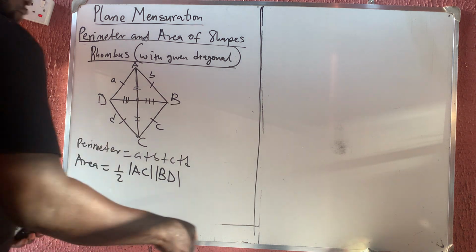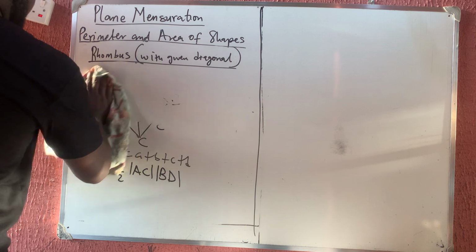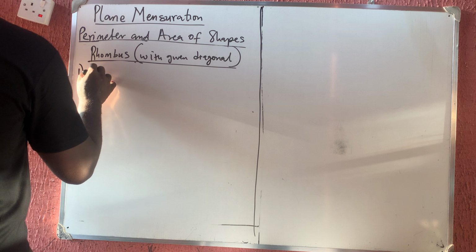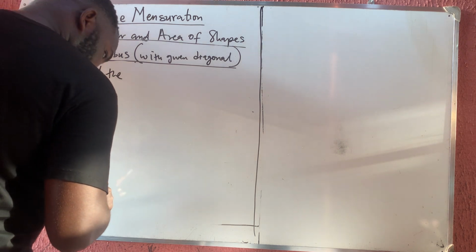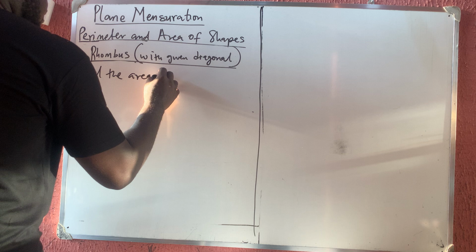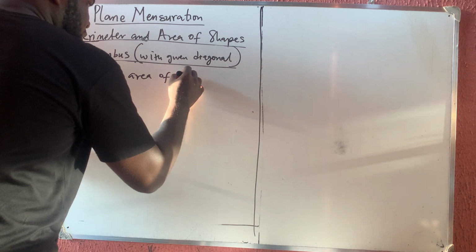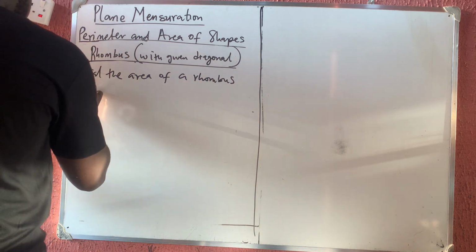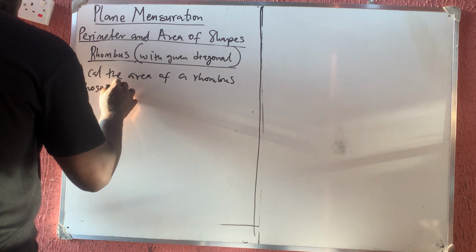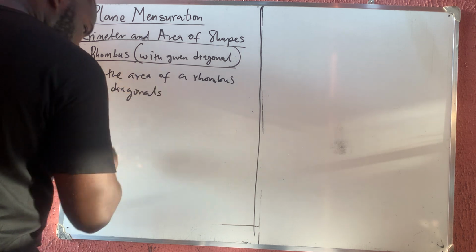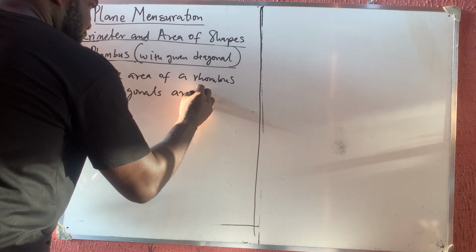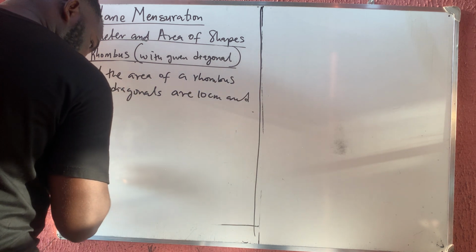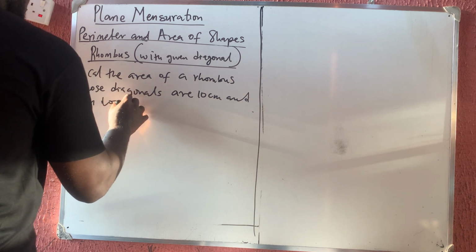With this, we can now solve some calculations. So let us go there. The first calculation we are going to be solving, question number 1: calculate the area of a rhombus whose diagonals are 10 cm and 6 cm long. This is very simple.